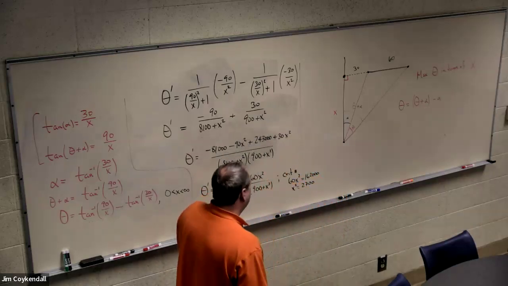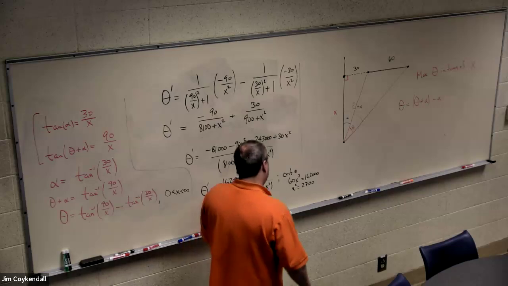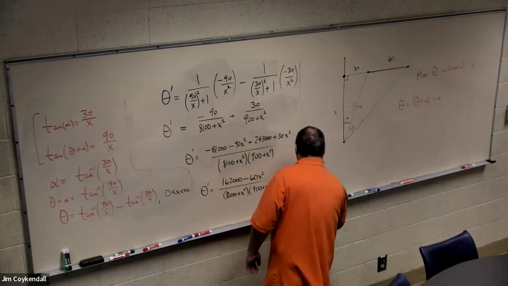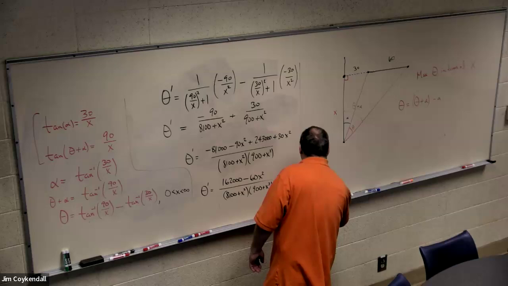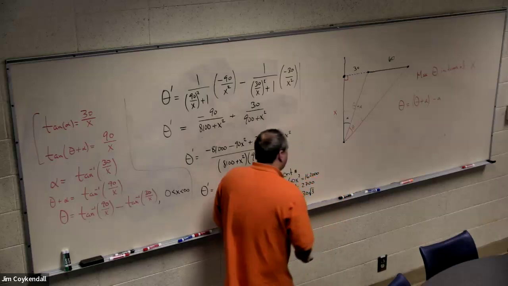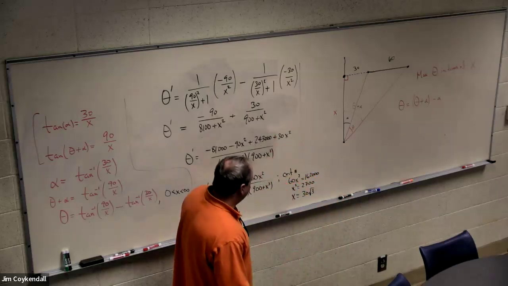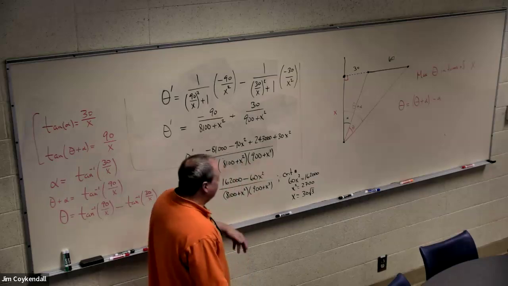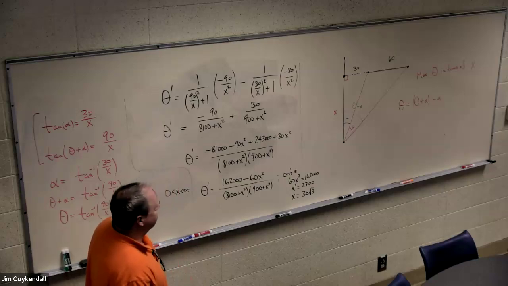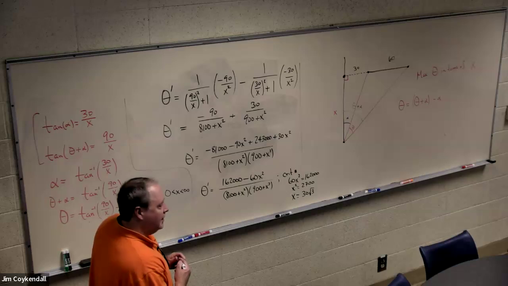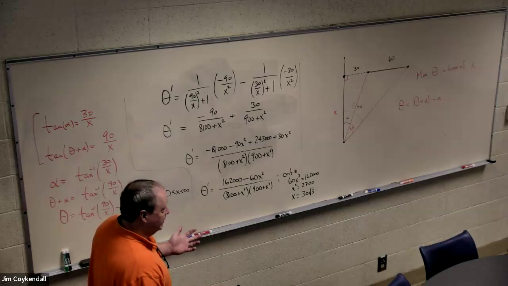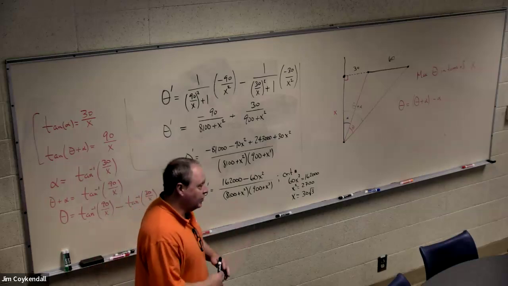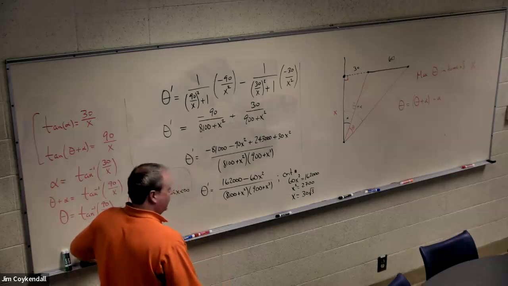And so x is plus or minus. But of course, we only need the plus one. So the square root of 2700, which is 30 root 3. So I only get one critical number, the square root of 2700.